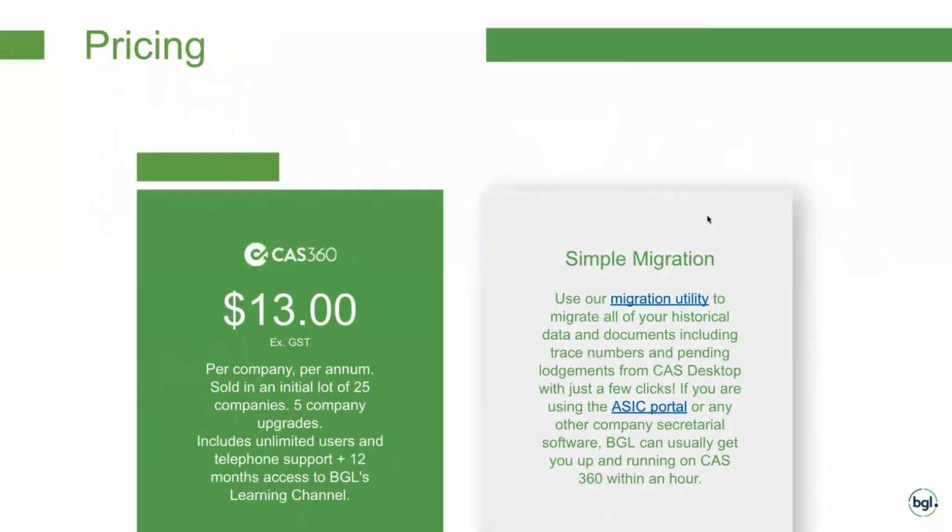Last but not least, pricing. CAS 360 is sold in a minimum block of 25 companies, and then it's 5 company upgrades thereafter. It's $13 ex-GST per company per annum. And of course, you have the ability to go on either a monthly or annual subscription. As I explained before, for those of you using CAS Desktop, you can use our migration utility to migrate all of your historical data, including your documents. And if you're using the ASIC portal or any other software, then we will import all of the data for you from ASIC.